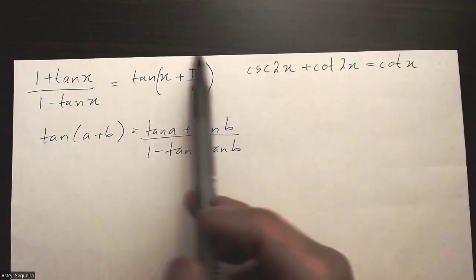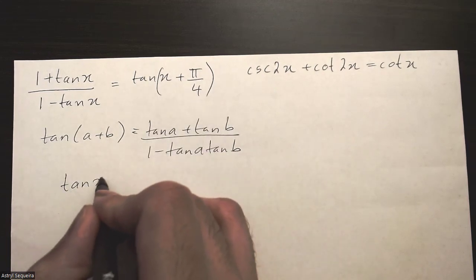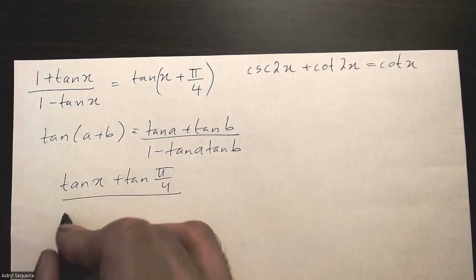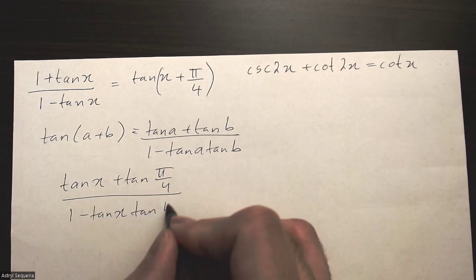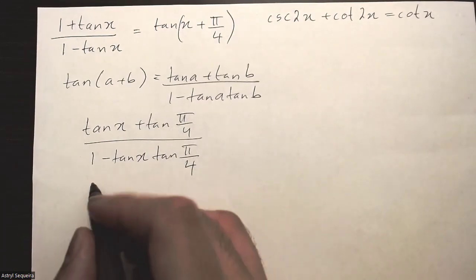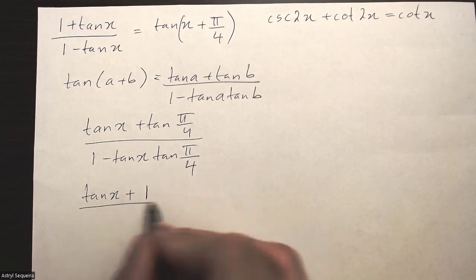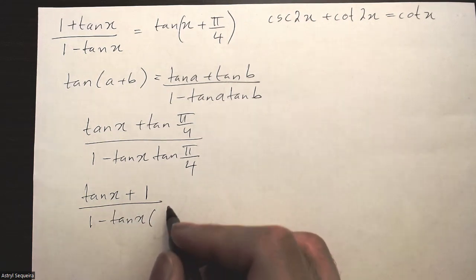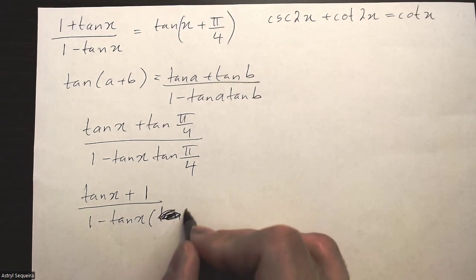So pretty simple, just working on this right side over here. It's going to be tan x plus tan pi over 4 divided by 1 minus tan x tan pi over 4. Now, using your special triangles or your calculator, you should know that tan pi over 4 is just 1.